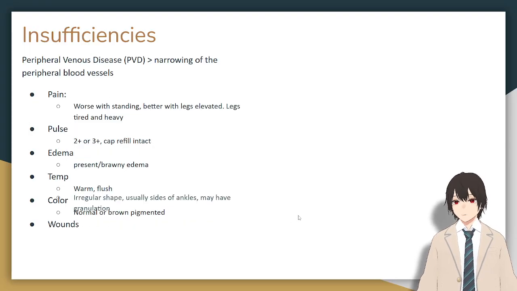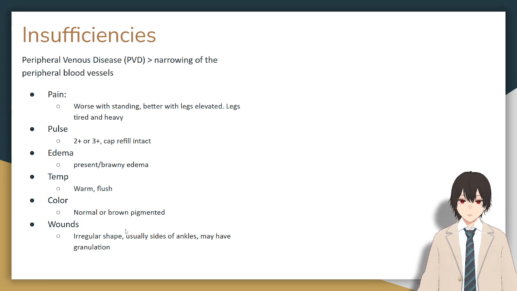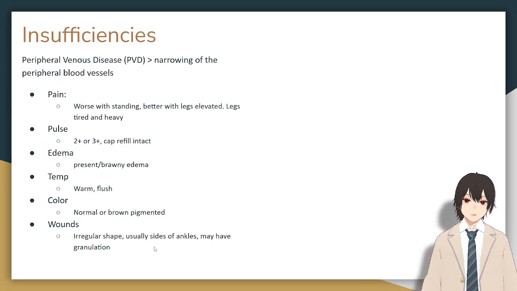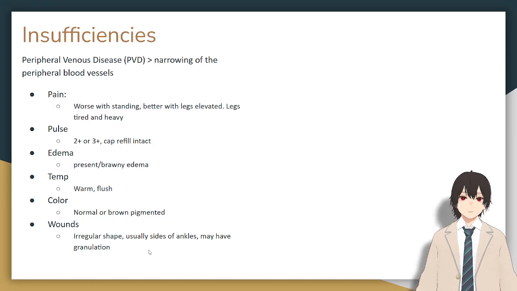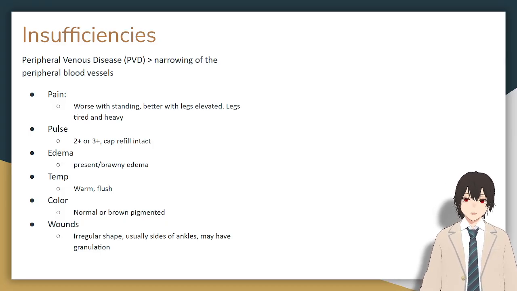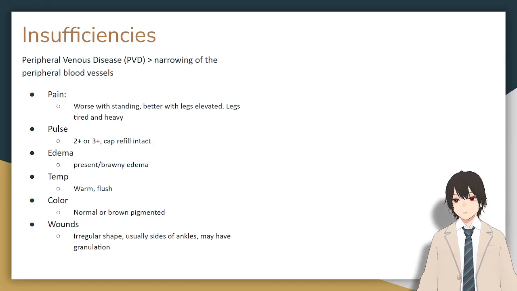And then wounds, this is usually very specific, and I did get some questions on this, but it's usually very rare. But this is probably the only thing you need to memorize specifically, which is the irregular shape, and they're usually on the sides of the ankle with some granulation.